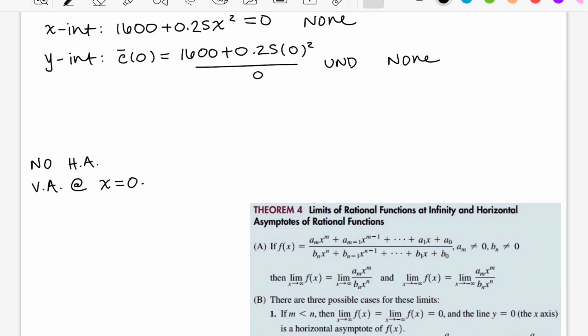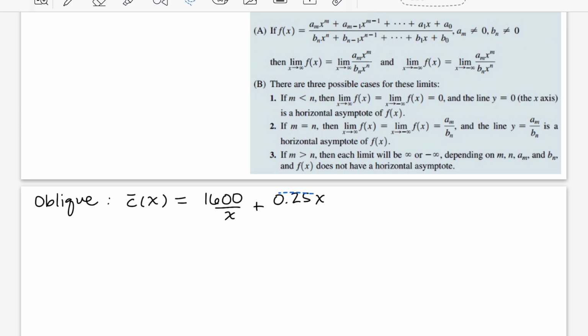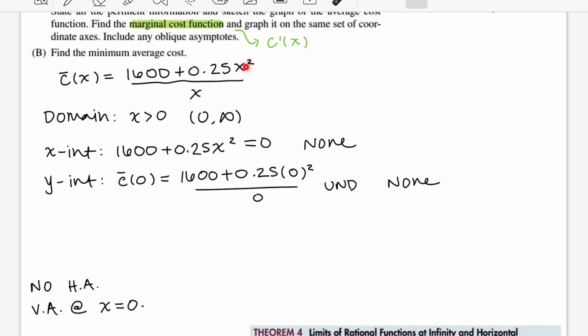All right. Now lastly, we will have an oblique asymptote. And we can find this by, first we'll rewrite our function like this here. And we'll see why in a moment. But all we did was just simplify this, so taking out an x from this guy, and so we have 1600 over x plus 0.25x.